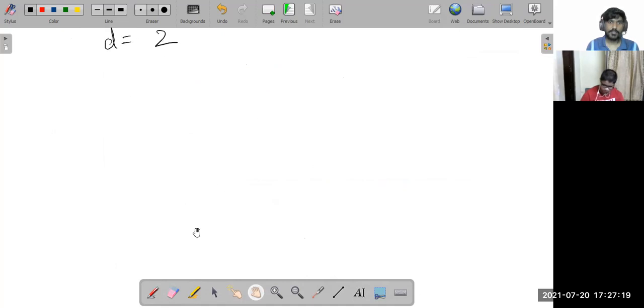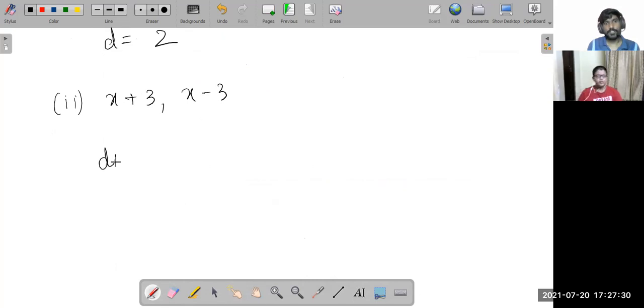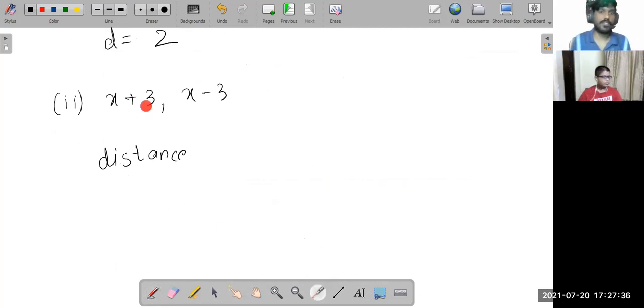X plus 3 and x minus 3, is it correct? Okay. So distance. Now, which is a bigger number and which is a smaller number? X plus 3 is bigger or x minus 3 is bigger? X plus 3.